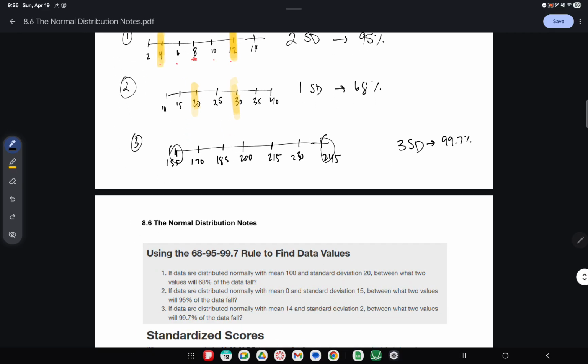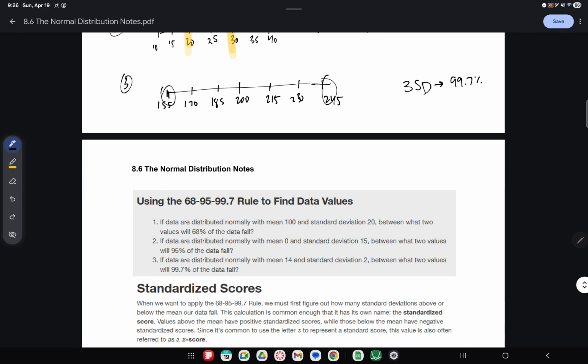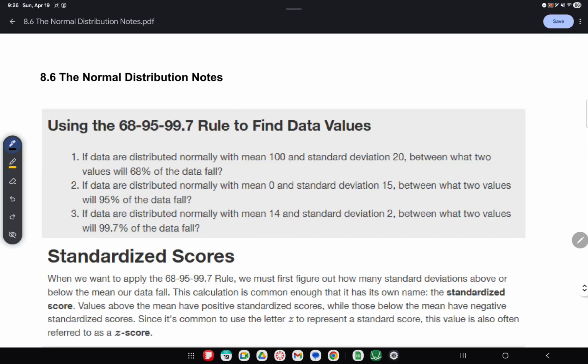Okay. So let's go a different direction and say that we have the mean and the standard deviation, and we want to know what two values the data falls between. So we want 68% of the data for this first one here. All right. 68% of the data is one standard deviation on each side. So if I have a mean of 100 and a standard deviation of 20, so 120 and 80, then there's my range, 80 and 120.